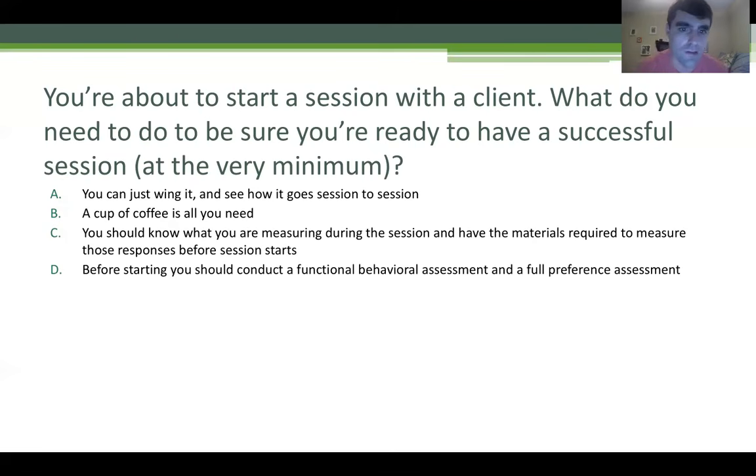A, you can just wing it and see how it goes session to session. I hope you don't pick this answer. You should never be winging it, especially if you're on a team with multiple RBTs. Definitely don't wing it and see how it goes. That's how you get into big time behavior trouble. B, a cup of coffee is all you need. Well, coffee is a good idea. I recommend coffee, but is it all you need? I don't think so. There has to be more than just showing up ready to go.